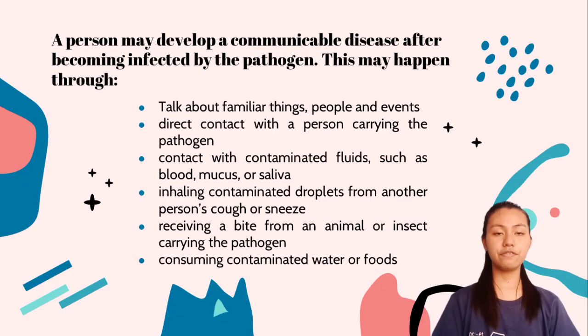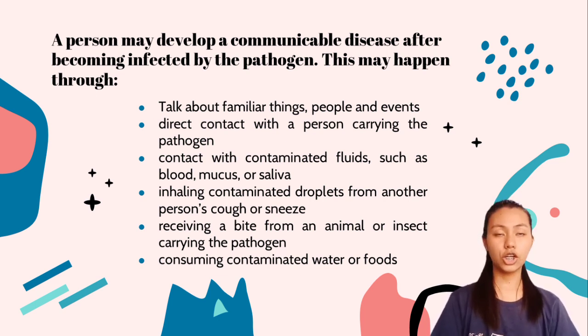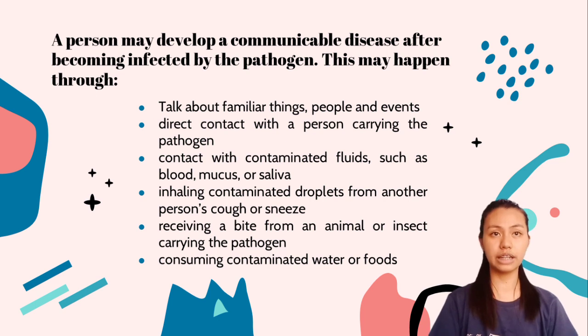A person may develop a communicable disease after becoming infected by the pathogen. This may happen through direct contact with the person carrying the pathogen, contact with contaminated fluids such as blood, mucus, or saliva, inhaling contaminated droplets from another person's cough or sneeze, receiving a bite from an animal or insect carrying the pathogen, and consuming contaminated water or foods.